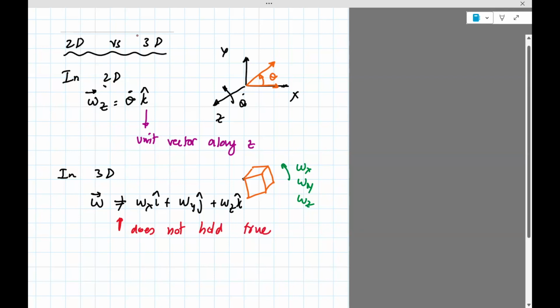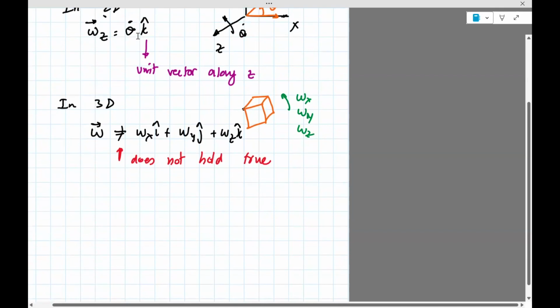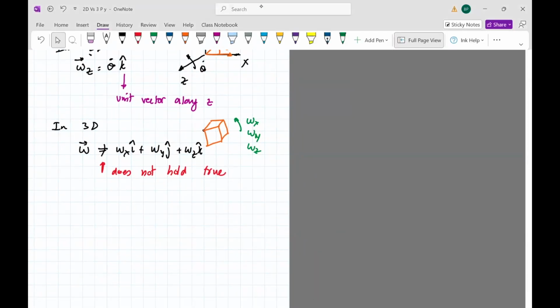This is very much like how rotations are not commutative. In the same way, angular velocities you just cannot add in three dimensions. So that's a major difference, and that's where we'll get to. We'll try to find a formula for that.